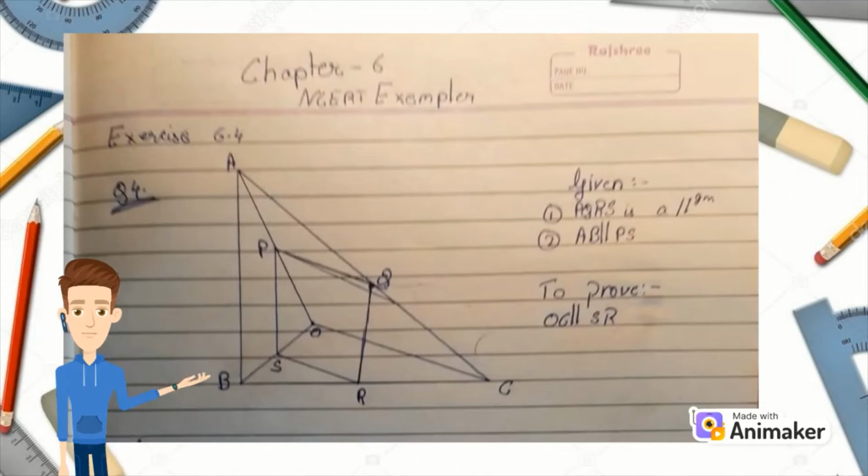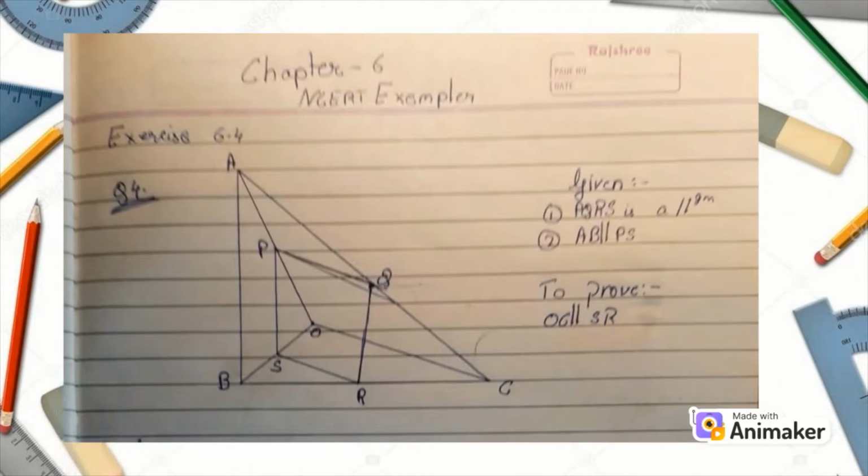In the question, we are given that PQRS is a parallelogram. So therefore PS will be parallel to QR and PQ will be parallel to SR. And ABC is a triangle in which AB is parallel to PS. Therefore AB is parallel to PS, which is parallel to QR. And we need to prove that OC is parallel to SR.